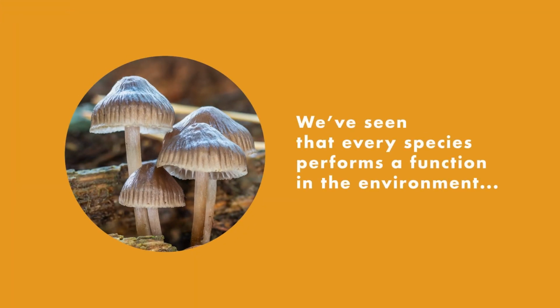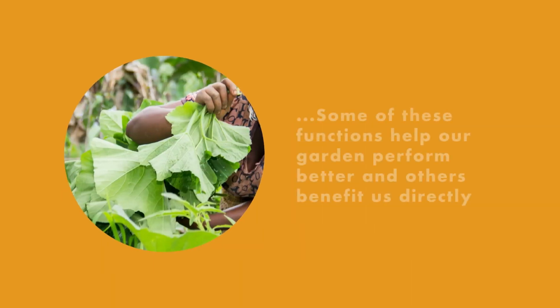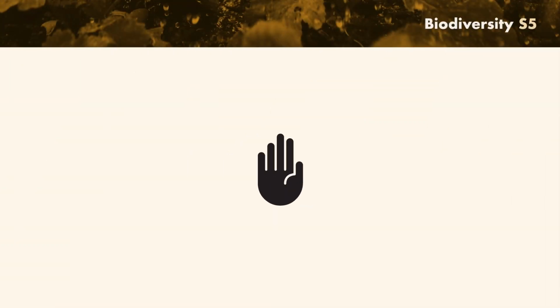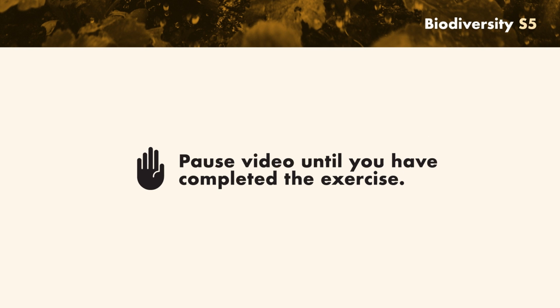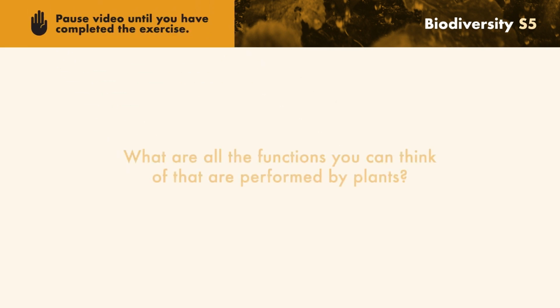We've seen that every species performs a function in the environment. Plants actually perform a whole range of functions that we can benefit from. Some of these functions help our garden perform better and others benefit us directly, such as providing us with food to eat. Take a moment to brainstorm with your group or list in your notebook the many functions performed by plants.